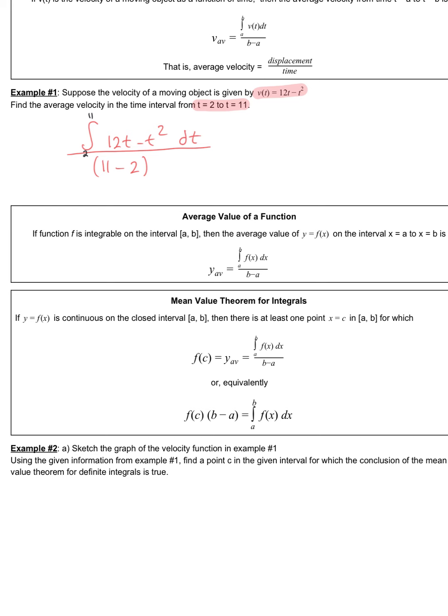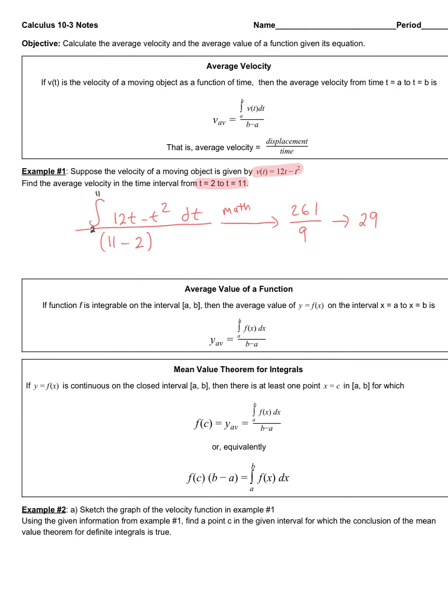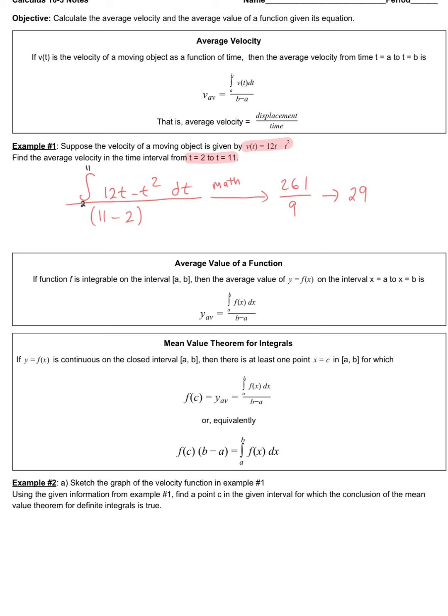On top, I am thinking we can just use math 9. Let's go easy, math 9. So when we math 9 the top, I am getting 261. On the bottom, 11 minus 2 is 9, and 261 divided by 9, I am getting 29. Now that is an average velocity. Velocity is the derivative, the rate of change, so we need units. We didn't get units here, so we're just going to say feet per second because it's a velocity. All right, so there we go.